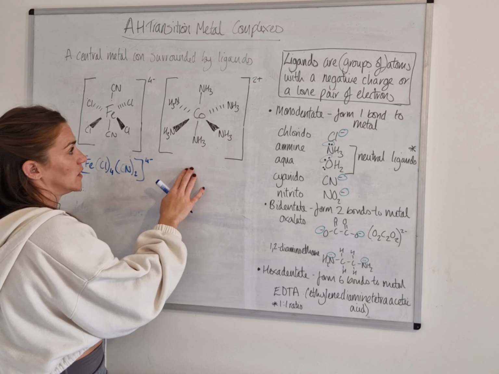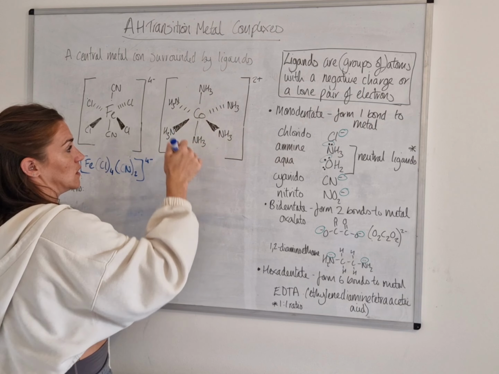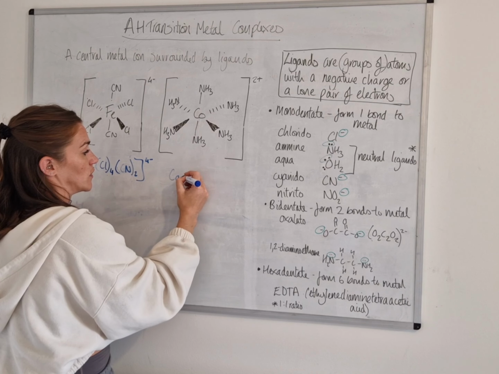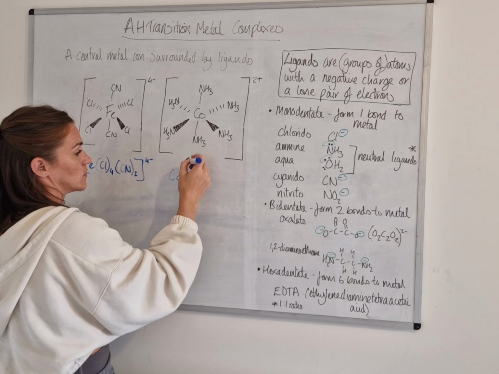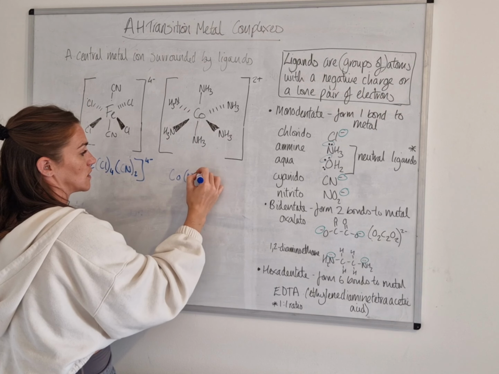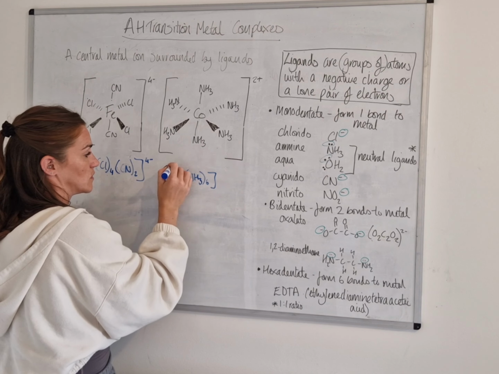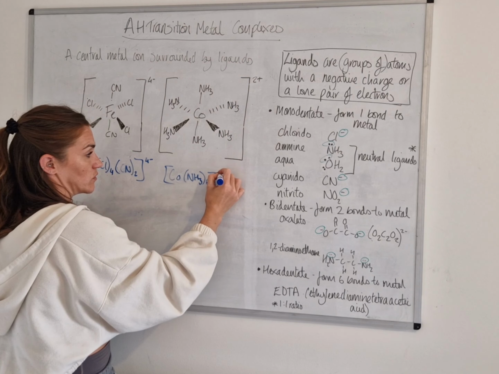For this one over here, we've got all of the same ligand, so we put the metal first, and then we've got NH3 6 times, and then we put the square brackets, and then the overall charge on the outside.